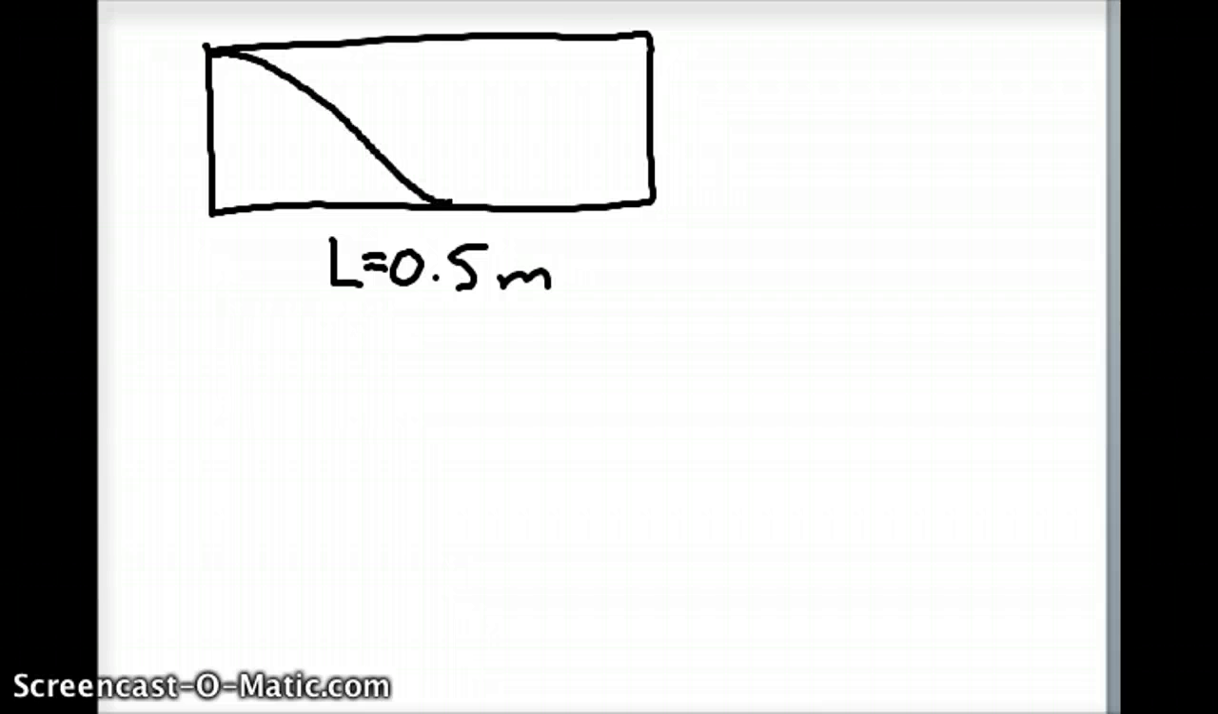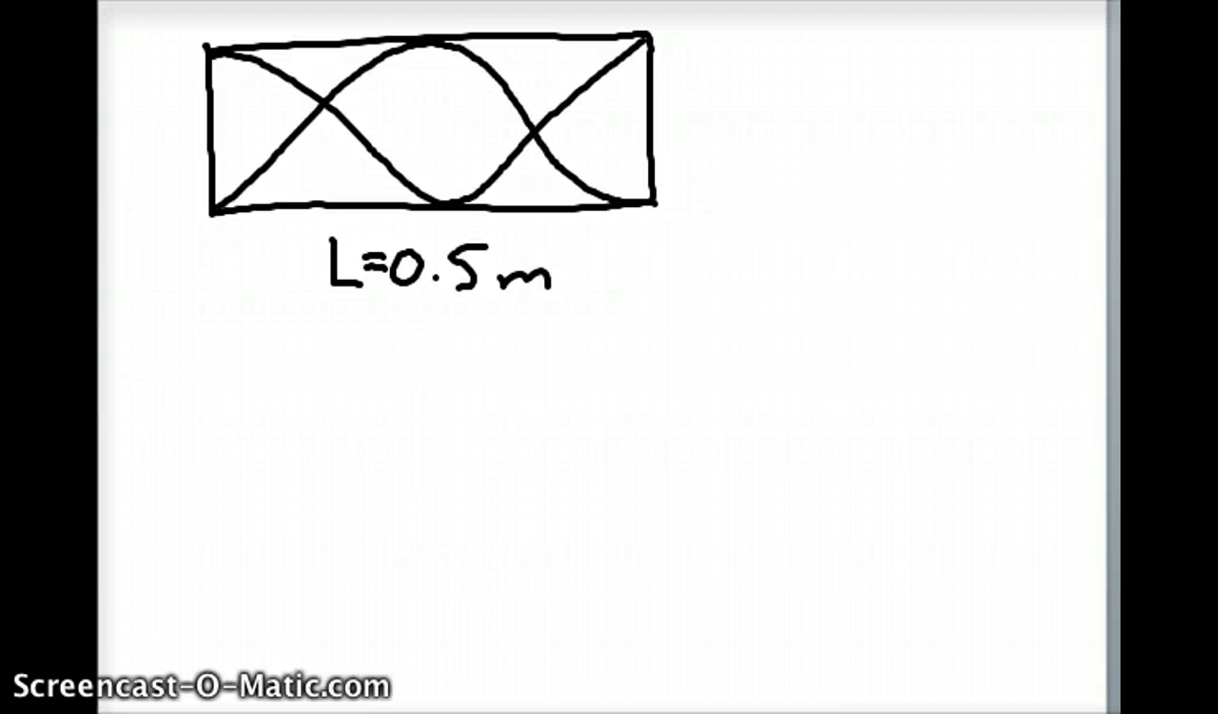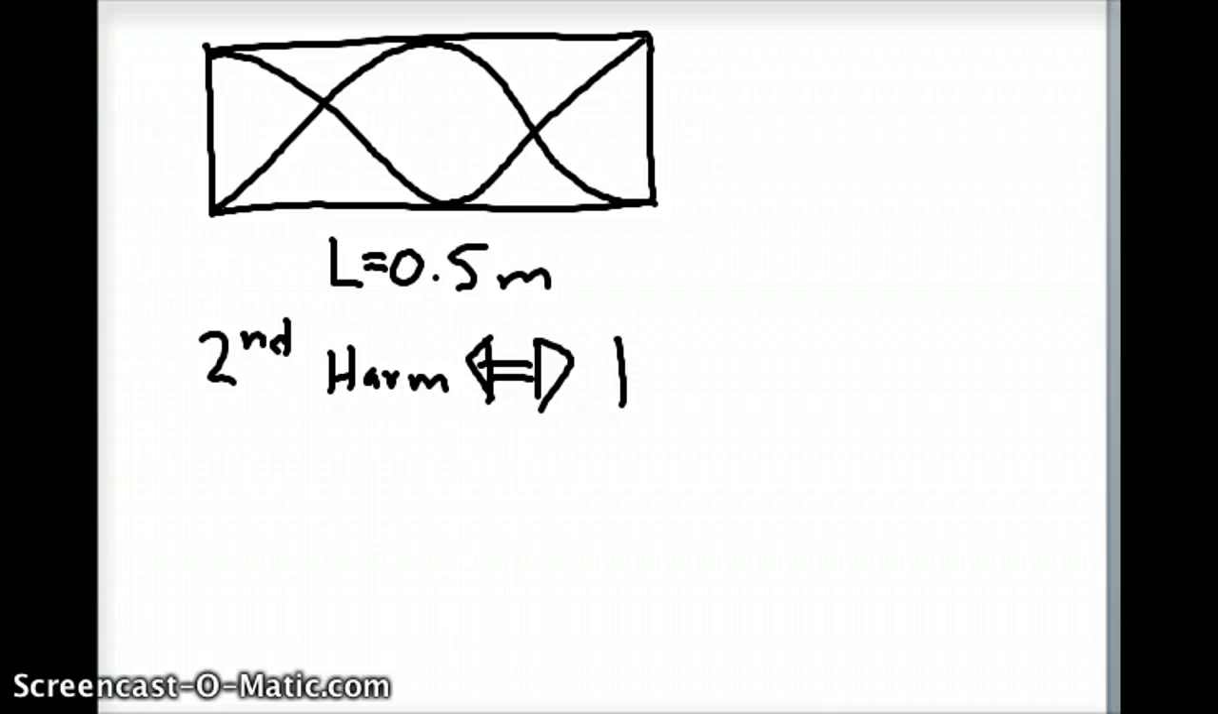So the second harmonic is going to look like this, one complete wave fits in the second harmonic. So remember the second harmonic. That tells you information. What information does it tell you? Specifically that there is one wave that fits in the pipe.